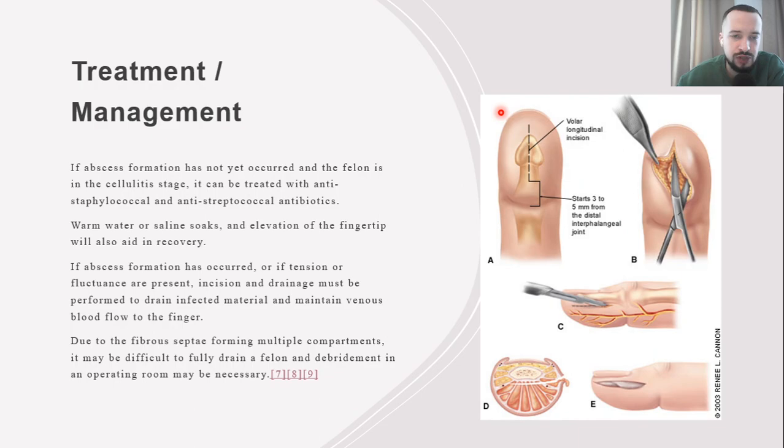Due to the fibrous septa forming multiple compartments, it may be difficult to fully drain a felon, and debridement in an operating room may be necessary. There you see the artery and the nerve, and where we need to do the cutting.